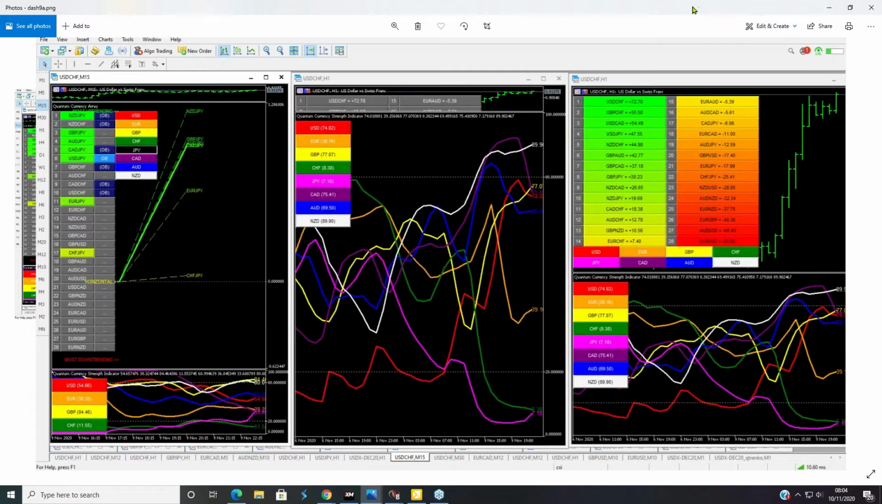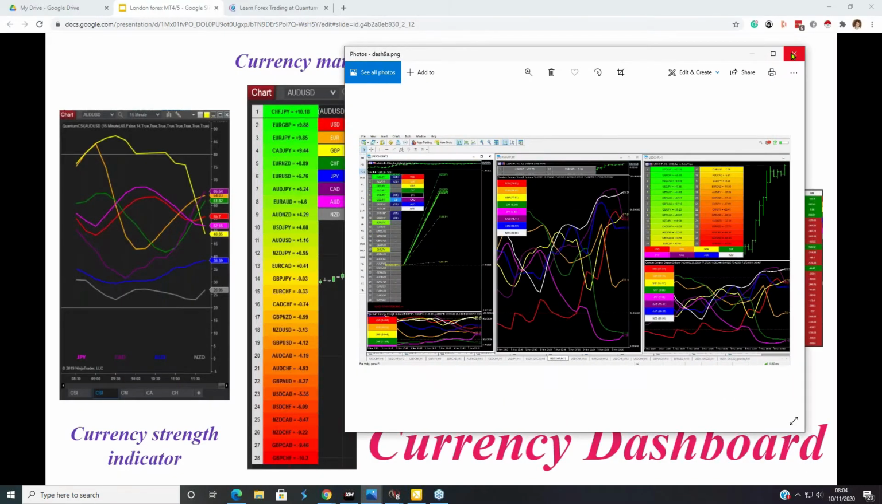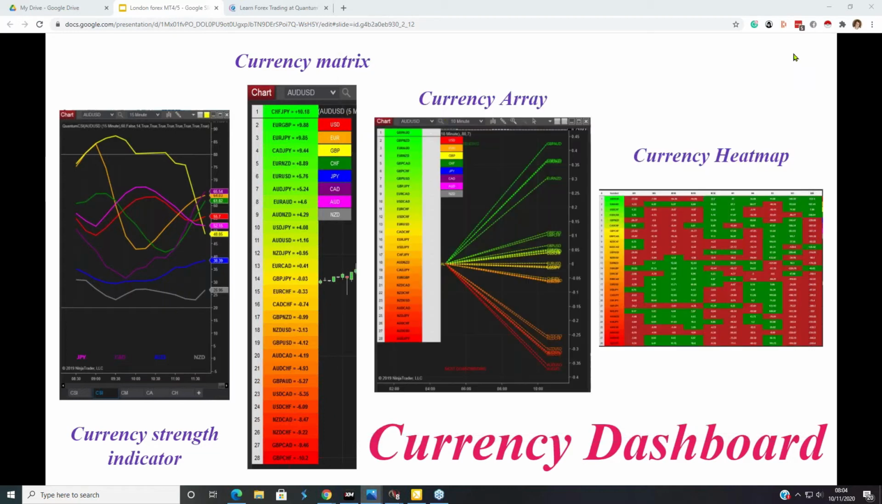However, let me just take this away. Let's go back to the, so this is basically these 4 indicators. I've just talked about these 2 in depth. David will go through the currency rate in a little bit more detail, and also the currency heat map.